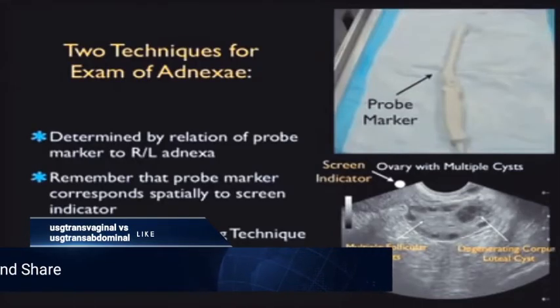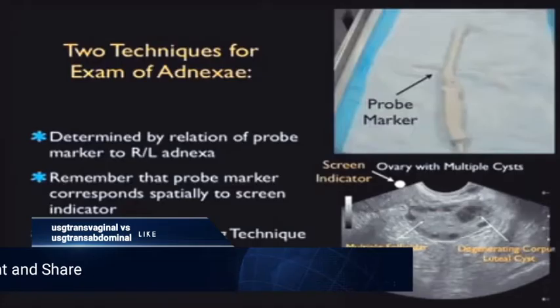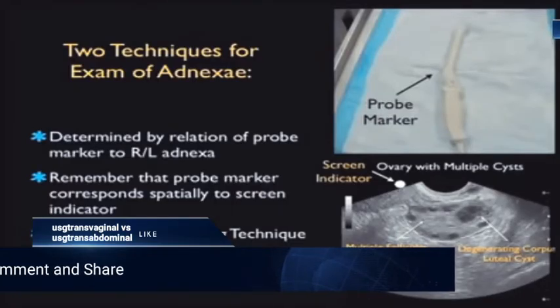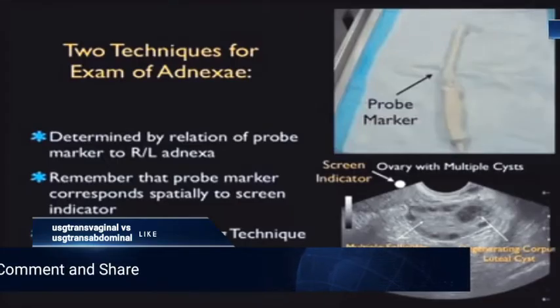Now, if I was in a short axis configuration, the marker dot on the endocavitary probe would line up with the indicator dot on the screen. And if the marker was to the right, thus the indicator there would show the right side of the patient. This is a way of figuring out where you are spatially with regard to performing ultrasound. Now, there's two possible techniques for visualizing both of the ovaries, and they're determined by the relation of the probe marker to the right and the left adnexa.